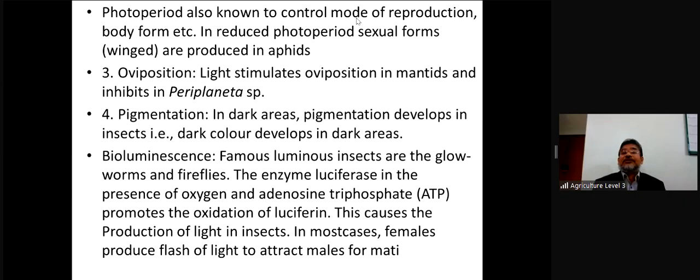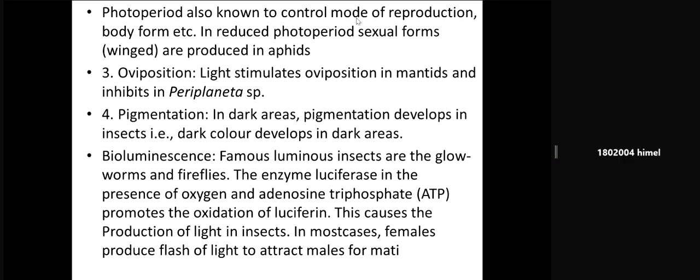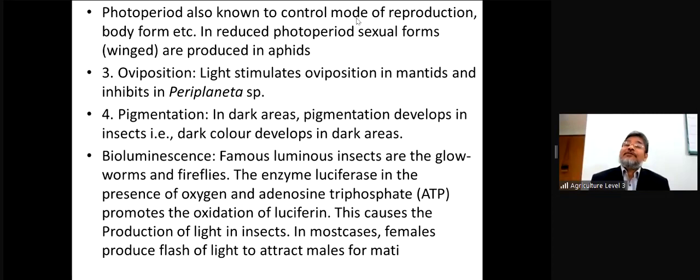Temperature, I talked about how the mode of reproduction can change in the case of aphids. Probably you can remember, in a reduced photoperiod, sexual forms are produced in aphids. When the day length is short, the insect will produce sexual forms, but it can produce asexual or parthenogenetic forms when the photoperiod is long. So photoperiod is also influencing reproduction.